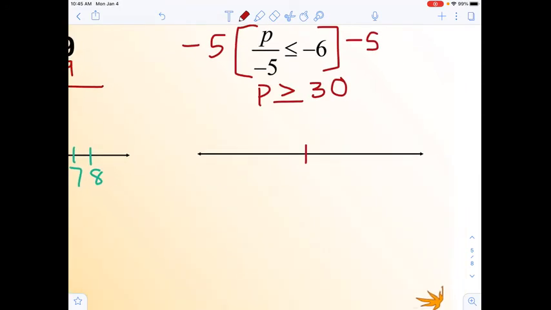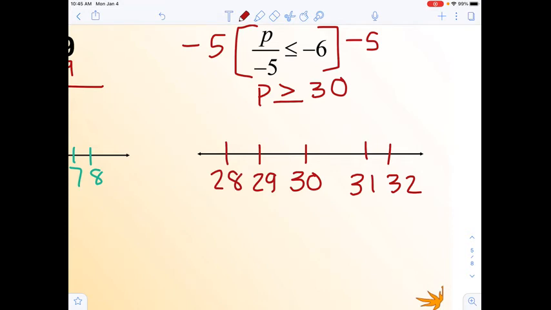Then I'm going to plot 30. I'm going to plot a couple numbers on my number line to both sides. My circle above 30 is going to be closed because there's a line under the inequality sign, which means 30 is included in my answer. And then p is greater than or equal to 30. Well, I know 32 is greater than 30, so my arrow is going to point to the right.